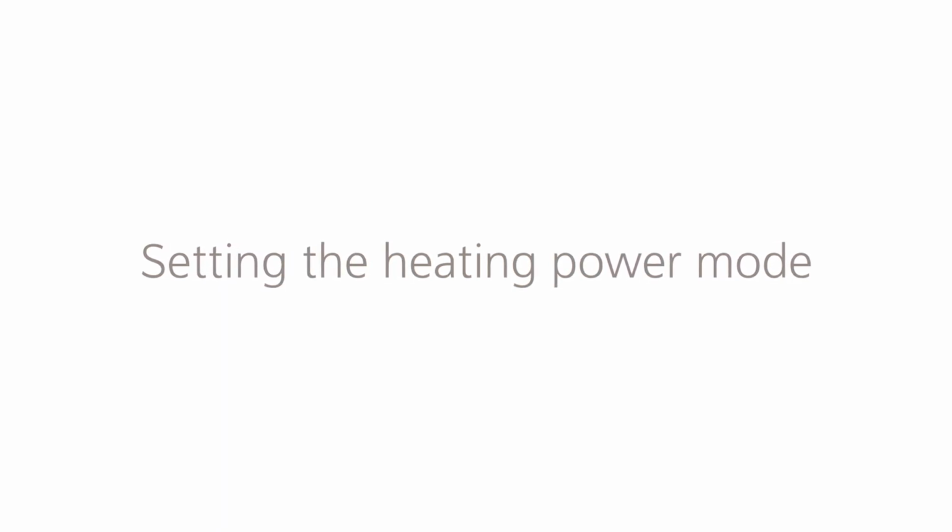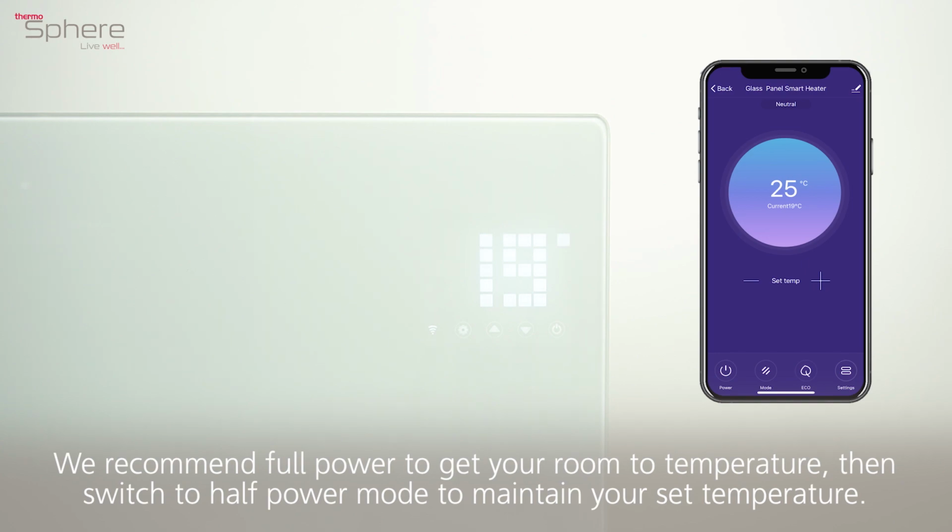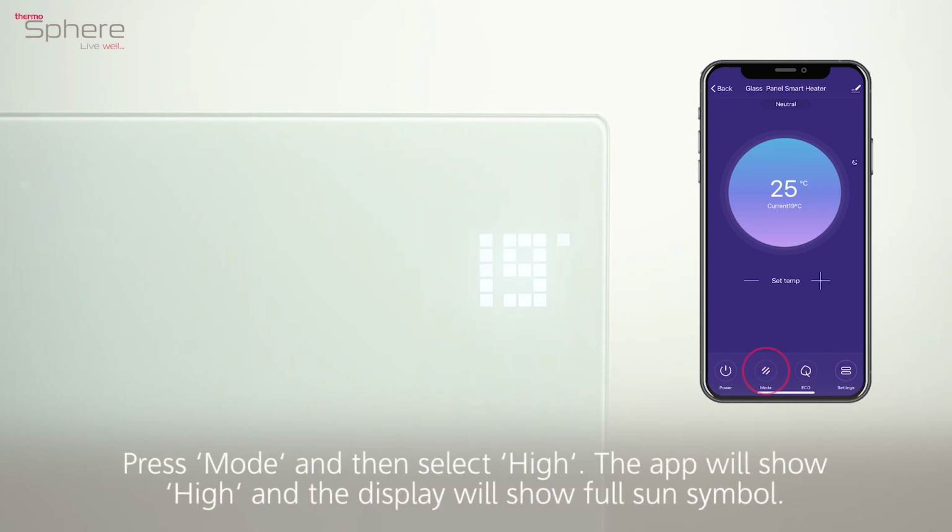Setting the heating power mode. We recommend full power to get your room to temperature, then switch to half power mode to maintain your set temperature. Press mode and then select high. The app will show high and the display will show full sun symbol.